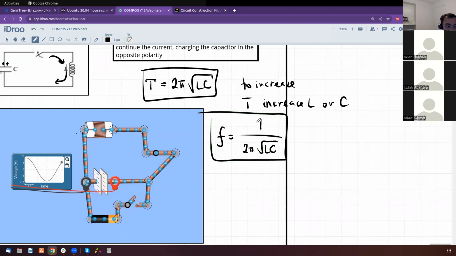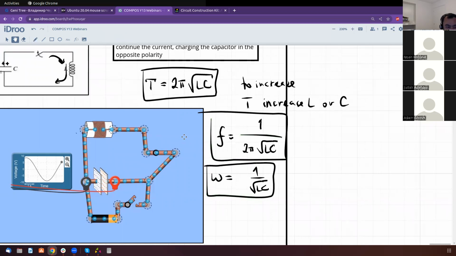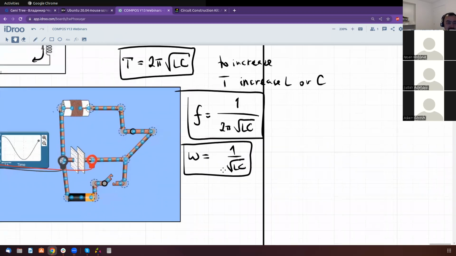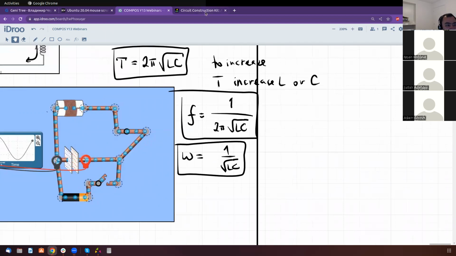And omega is 1 over square root LC. Those things you are familiar with. You know that omega is 2 pi f, so it's 1 over square root LC. Let's check that it actually works.